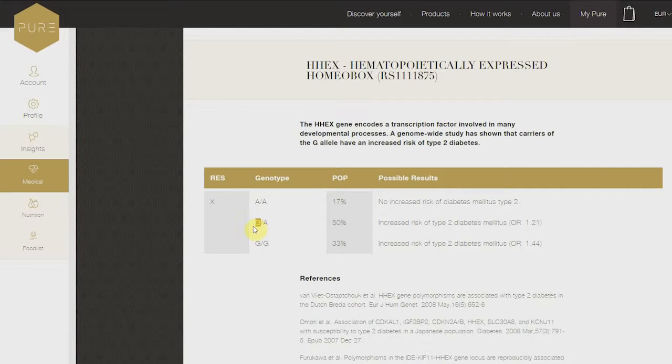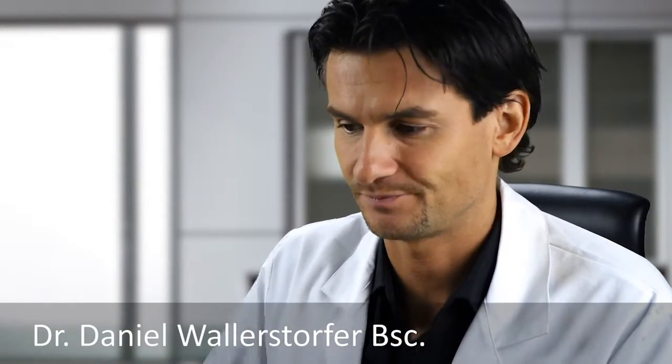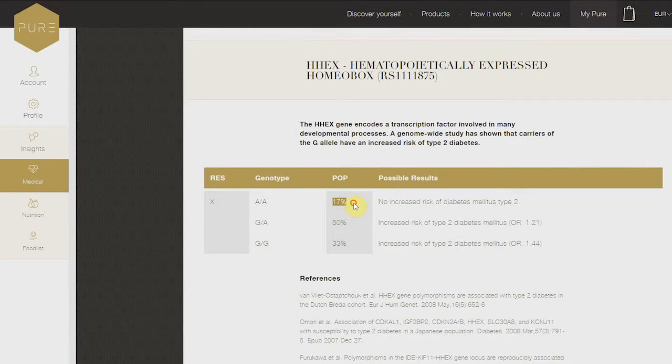The G means this gene does not work normally, so this person has one, you could say, broken gene and one functional gene, or you could have two copies of the broken gene. And here the POP column will explain to you how common this genetic type is. So 17% of the general population have the genotype AA. Around 50%, so it's quite common, have one defective gene, one broken gene, and one normal gene. And 33% have two defective genes, two broken genes.